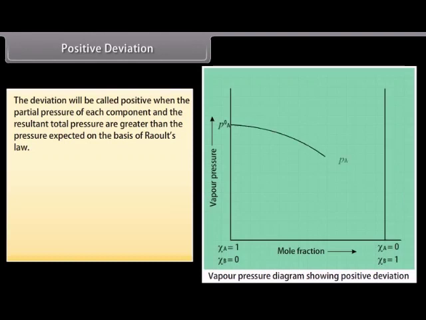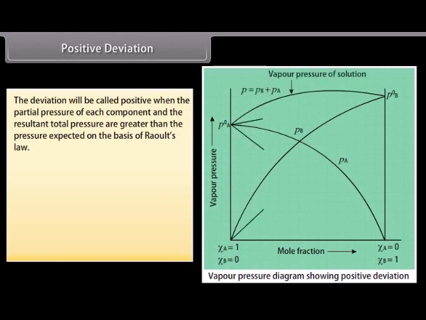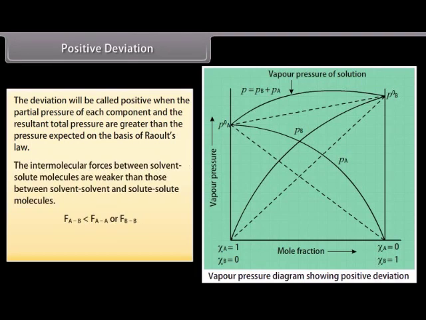Positive deviation. The deviation will be called positive when the partial pressure of each component and the resultant total pressure are greater than the pressure expected on the basis of Raoult's law. For example, the solution of water ethanol and benzene acetone shows positive deviation. The intermolecular forces between solvent-solute molecules are weaker than those between solvent-solvent and solute-solute molecules. This shows that the vapor pressure of the solution will be higher.